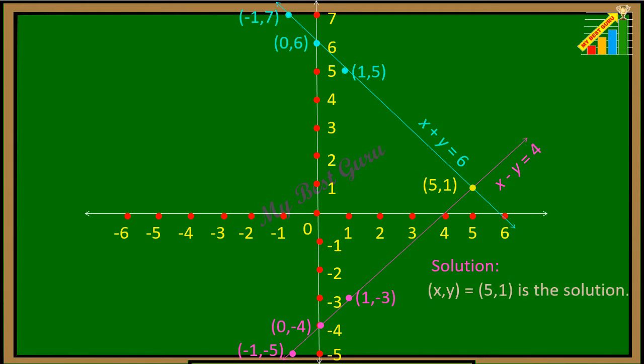Now these two lines are meeting here at this point. So that coordinate is 5, 1. So it is the answer, x, y is 5, 1. So the solution is x, y is equal to 5, 1.